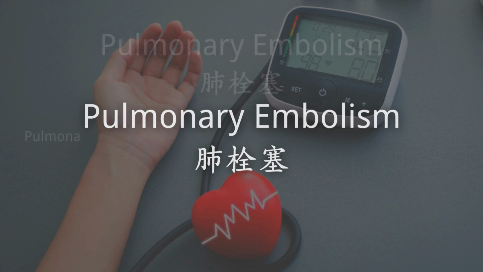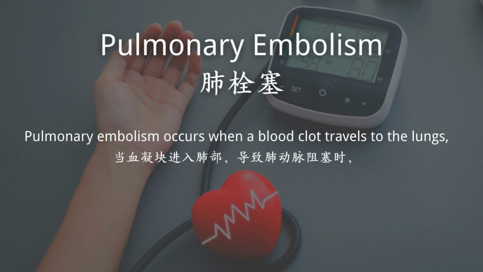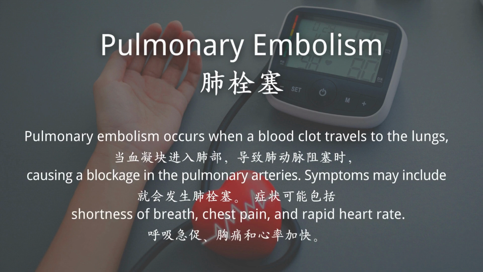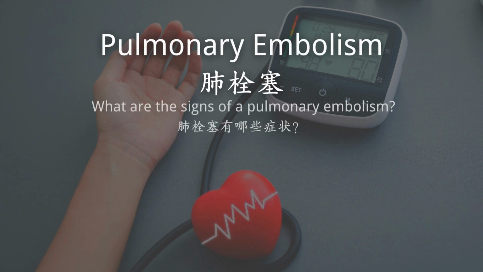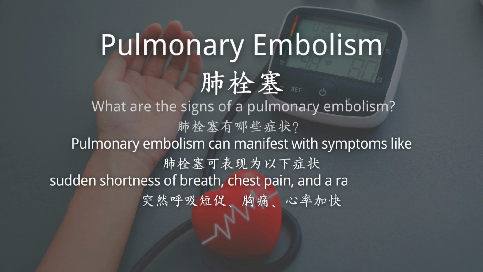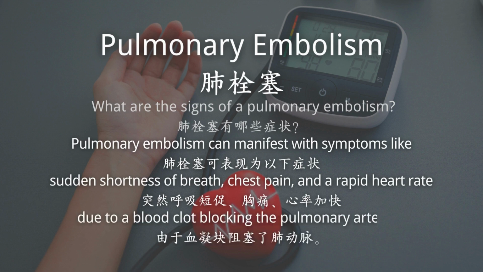Pulmonary embolism. Pulmonary embolism occurs when a blood clot travels to the lungs, causing a blockage in the pulmonary arteries. Symptoms may include shortness of breath, chest pain, and rapid heart rate. What are the signs of a pulmonary embolism? Pulmonary embolism can manifest with symptoms like sudden shortness of breath, chest pain, and a rapid heart rate due to a blood clot blocking the pulmonary arteries.